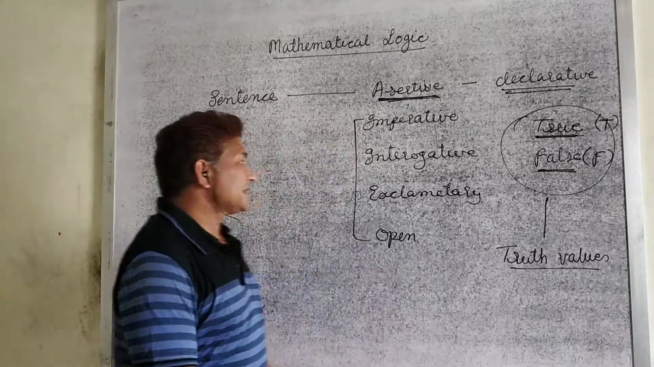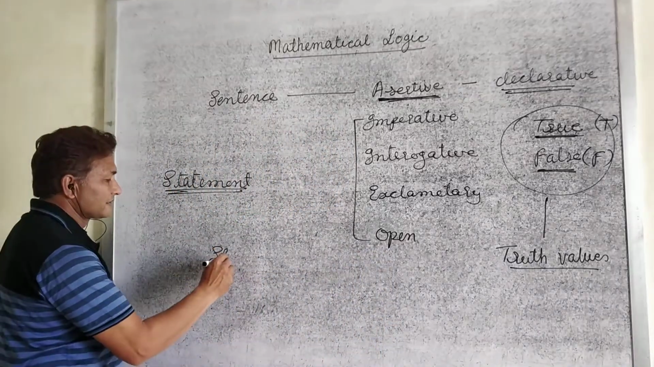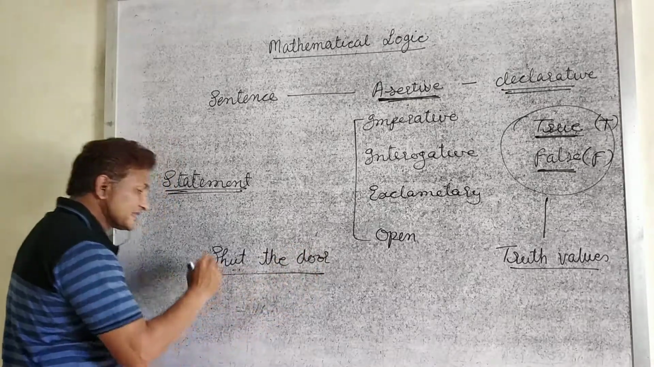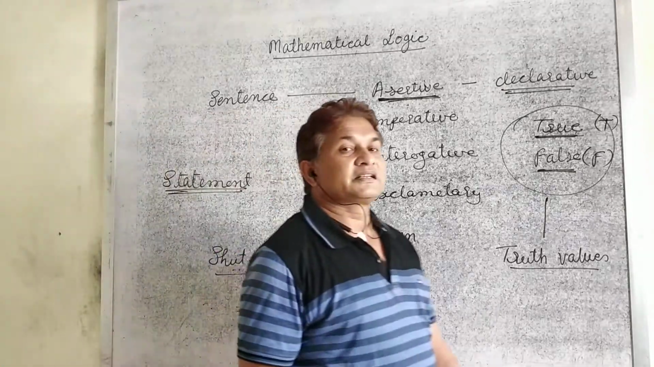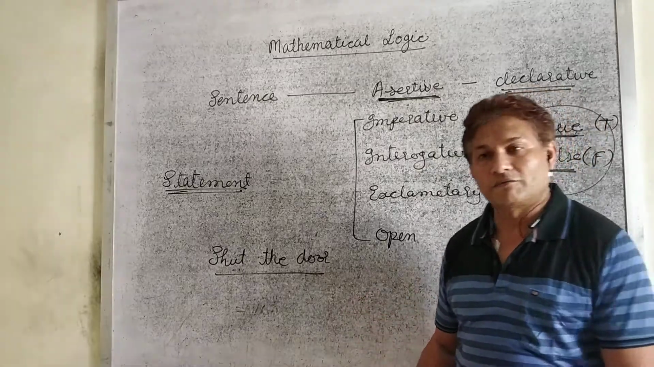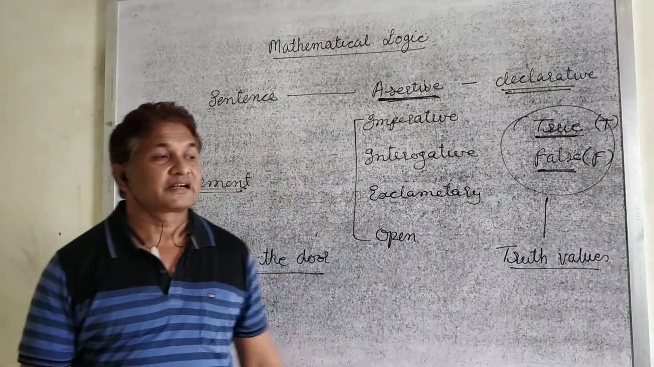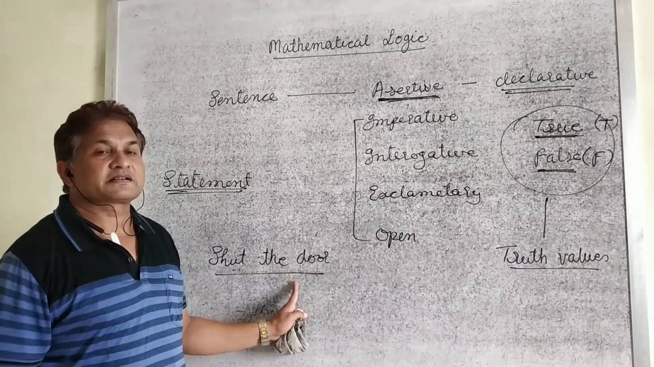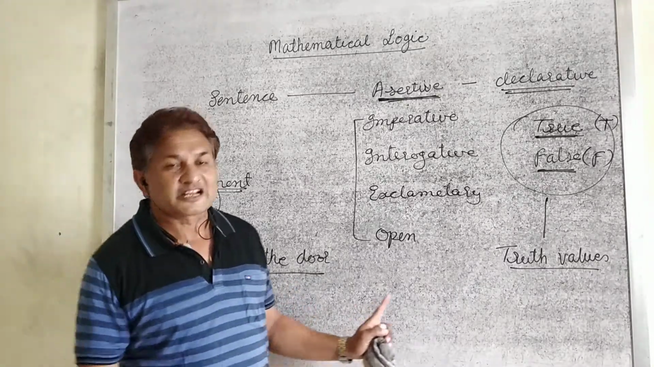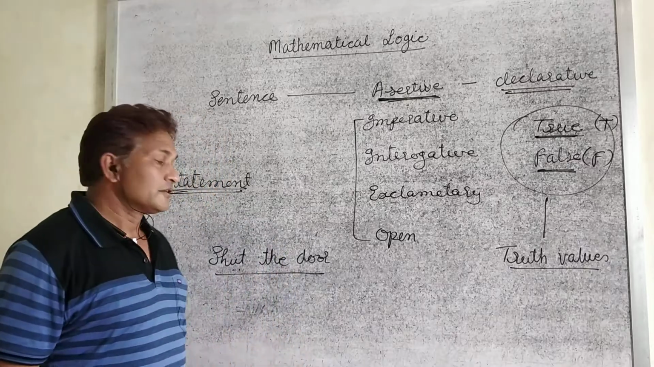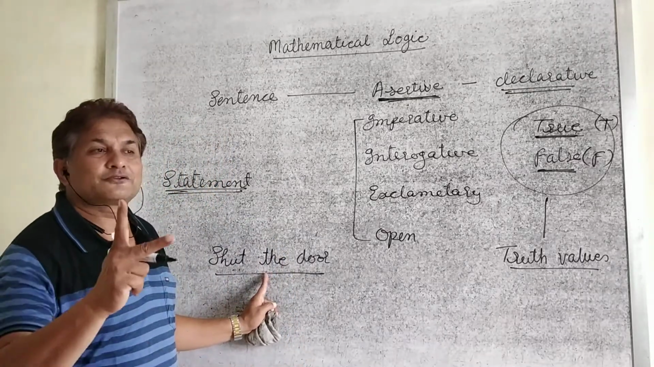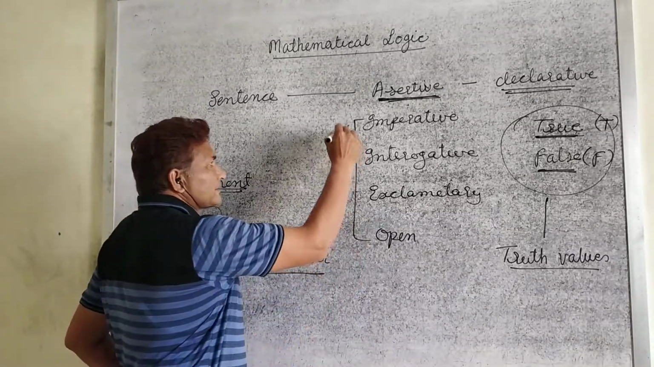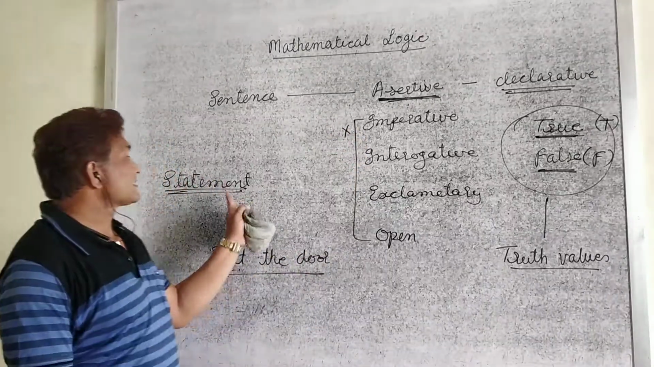Now in an imperative sentence, suppose: shut the door. Is this sentence either true or false? We cannot draw the conclusion, because here it is a request and whether the other person is shutting the door or not, we don't know. So hence in this case we obtain two values. It may be true, it may be false. So hence imperative types of sentences are not statements.